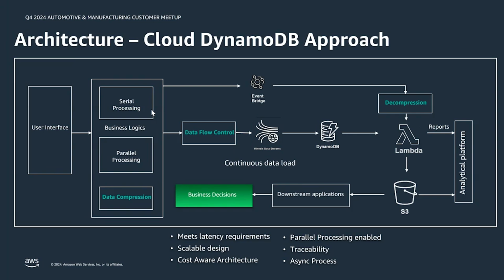So coming to the new architecture, the business logic now performs data compression, and data is pushed to Kinesis streams. From there, the data flow control takes the data from the streams and inserts it into DynamoDB. Once the data is inserted, Lambda functions are triggered, which take the data from DynamoDB, perform decompression, and write the reports.